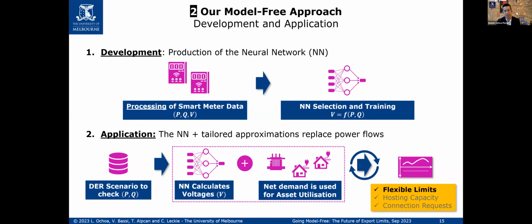Now, the applications are many. Right now, today, what we are focusing on are flexible export limits. But this can also be done for hosting capacity, connection requests, and many other things that I will discuss in the summary. Once you define the scenario to check, you define the active and reactive power, so in terms of demand or generation, then you calculate the voltages within the network. You use our heuristics to assess how the assets are being utilized. And then you check and produce the corresponding export limits. You check different scenarios, and the same process applies for hosting capacity or connection requests.